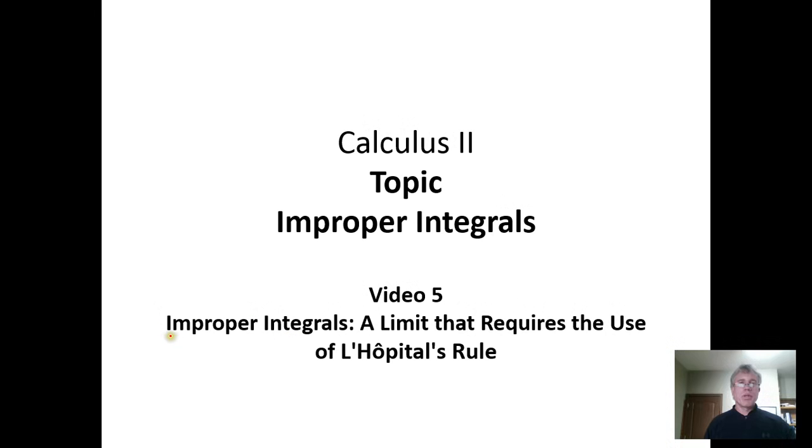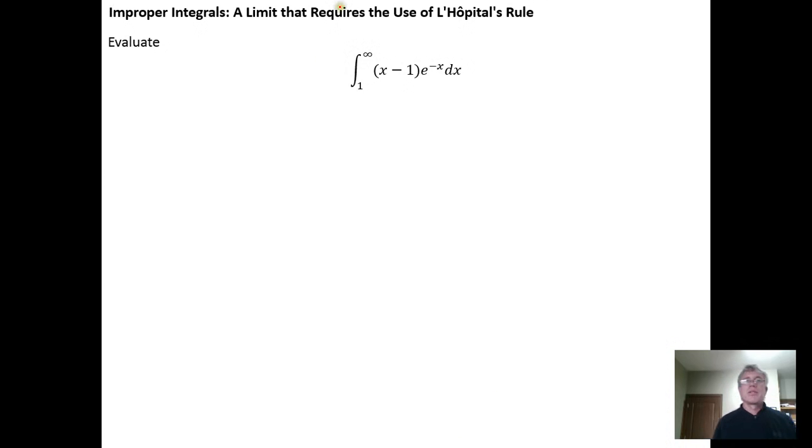In this video, we're going to resolve an improper integral in the case where the limit is more easily evaluated using L'Hopital's rule. So the integral that we have is the integral from 1 to infinity of (x minus 1) e to the negative x dx. So I'm going to go ahead and rewrite my integral.